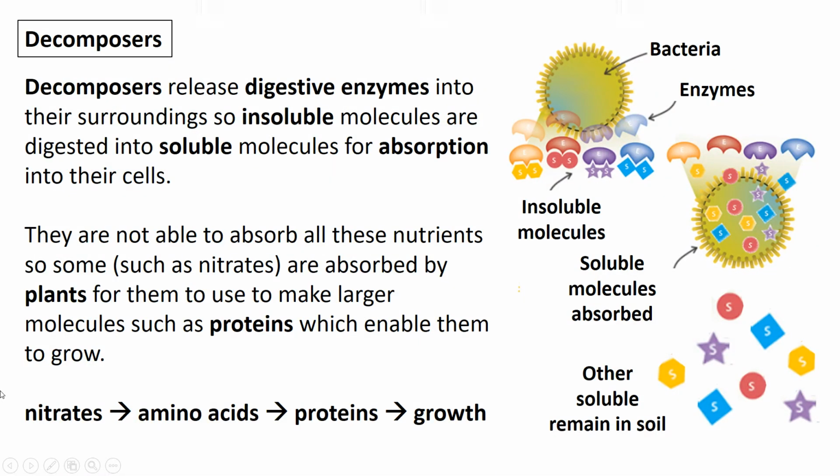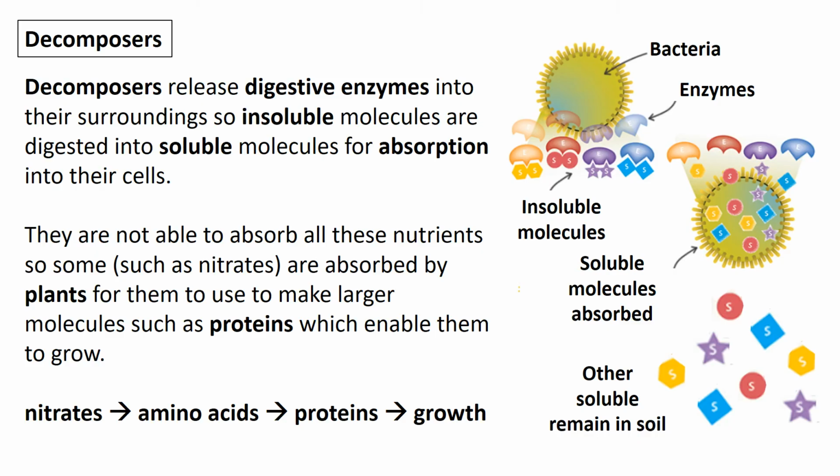And the reason that decomposers are so good at recycling nutrients for other organisms to use is that the way they digest the nutrients they need to absorb for their own growth is by releasing digestive enzymes into the surroundings. And these enzymes will break insoluble molecules into soluble molecules so that they can be absorbed into their cells. They can't absorb all of these nutrients, though, that the enzymes manage to break up.